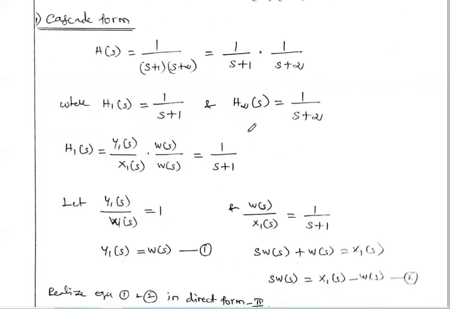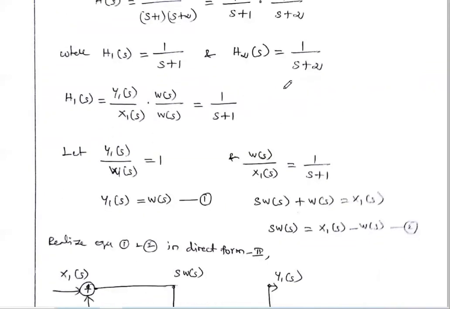What is the next step? This H1 of s and H2 of s, we have to realize in the direct form 2 method. So what is the method in direct form 2? H1 of s, the transfer function, is the ratio of output divided by input, Y divided by X. So H1 of s is Y1 of s divided by X1 of s.